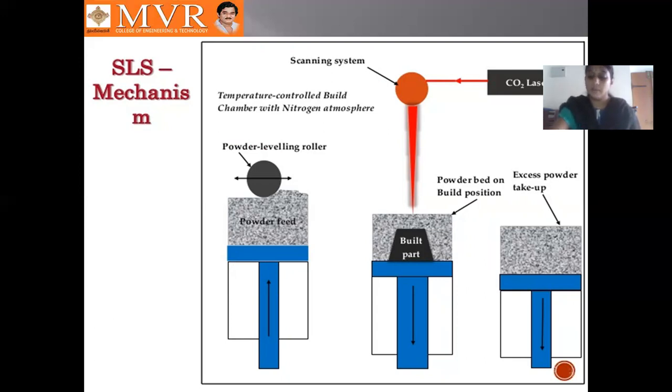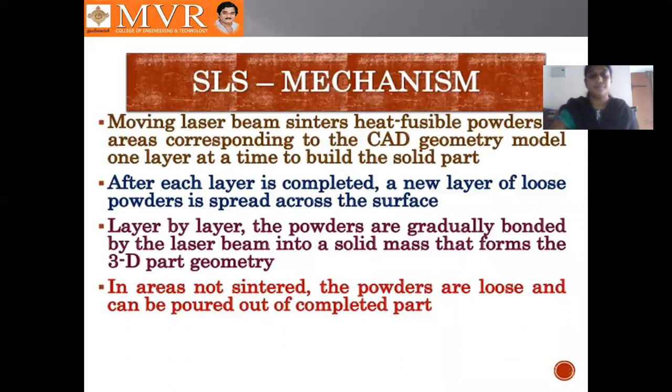The piston will be directly injected into these materials through the scanning systems. The carbon dioxide laser beam mechanisms work within the build chamber with the nitrogen atmosphere, and this moving laser beam sinters different areas of the CAD geometric model, one layer at a time, to build the solid part.